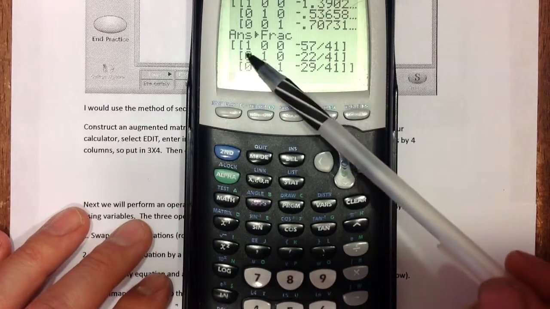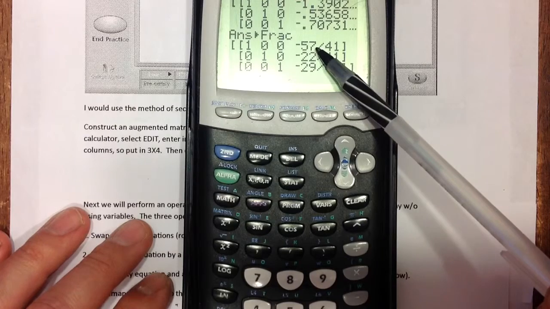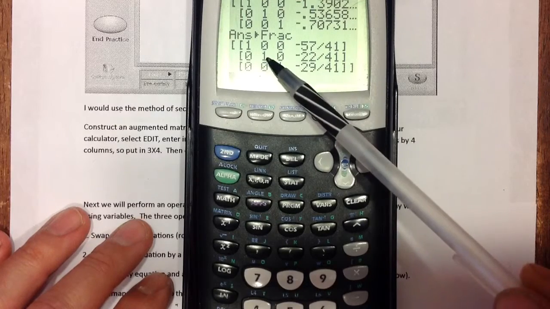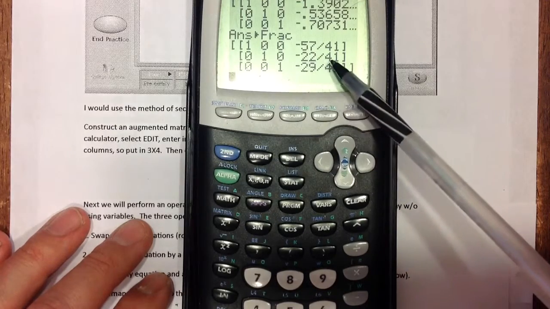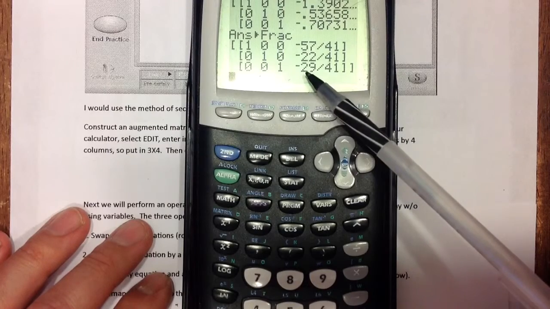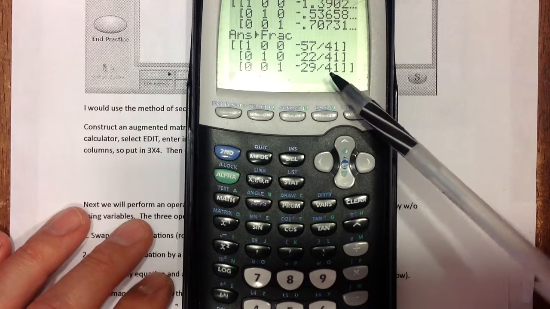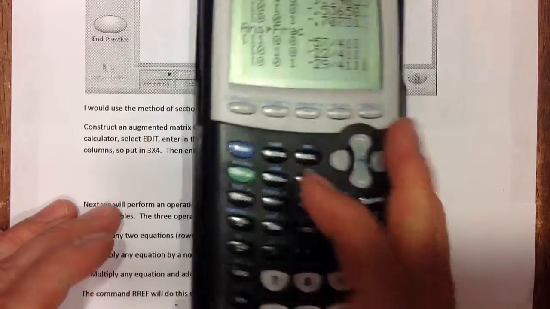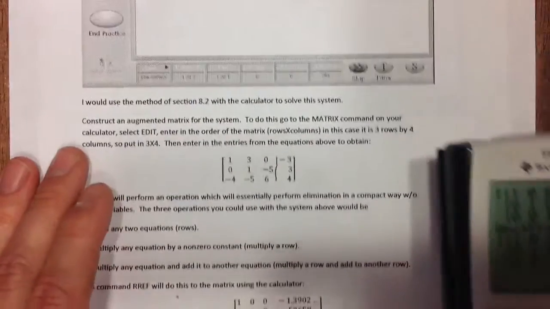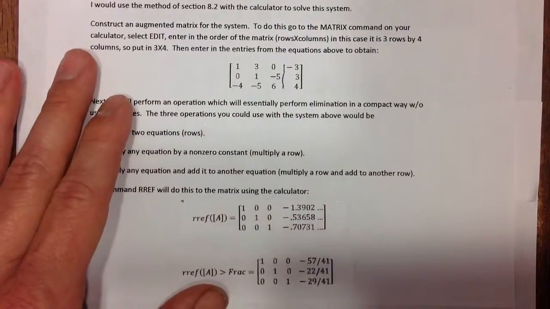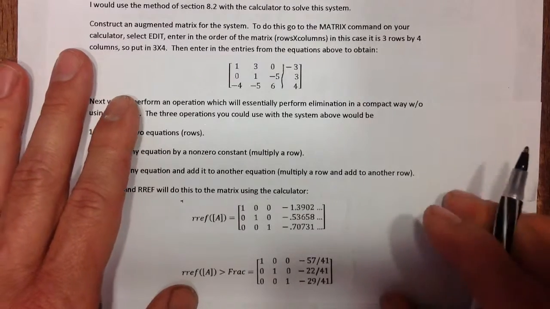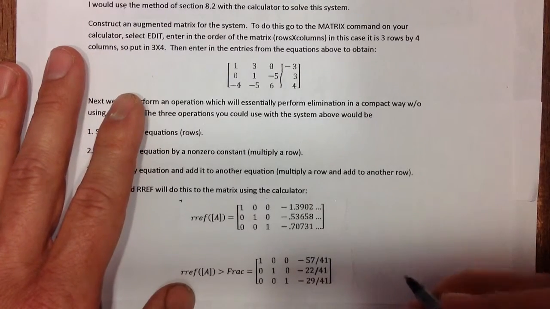So essentially x is equal to minus 54 over 41, y is equal to minus 22 over 41, and z is equal to negative 29 over 41. That's what our calculator does for us. And here we have that. So those were the commands. So the last thing I need to do is interpret this.